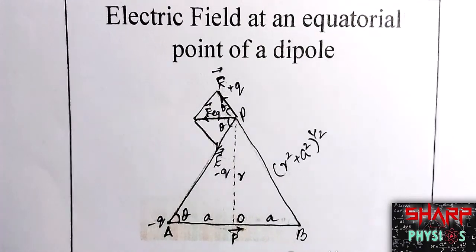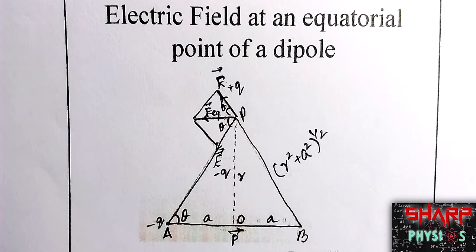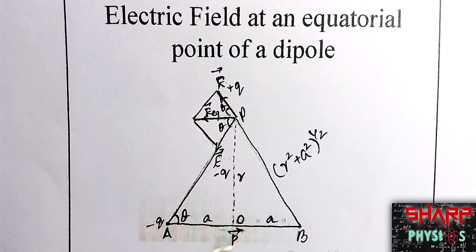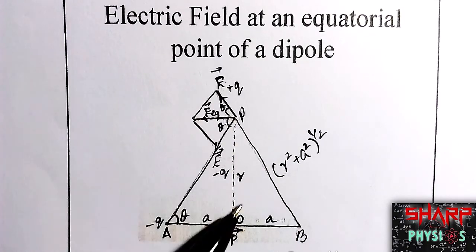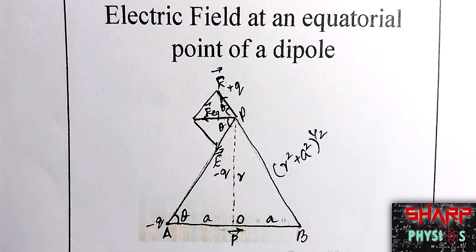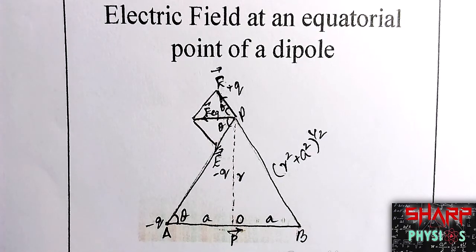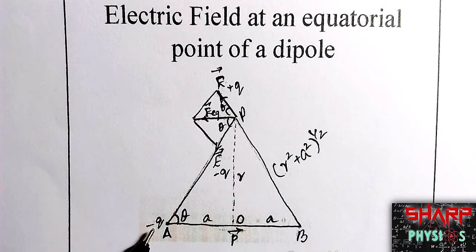the electric field at an equatorial point of a dipole. You can see here a diagram of an electric field at an equatorial point of a dipole. Axial field means it comes in the straight line. When it comes to the equatorial point, we place the point P straight from the origin. So we consider here an electric dipole of charges, negative charge Q and the positive charge Q.